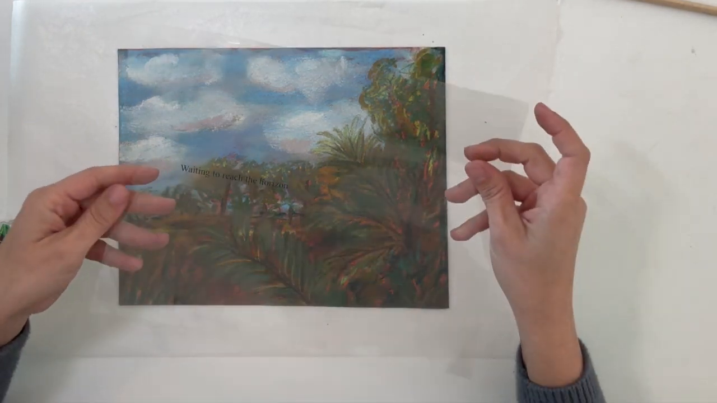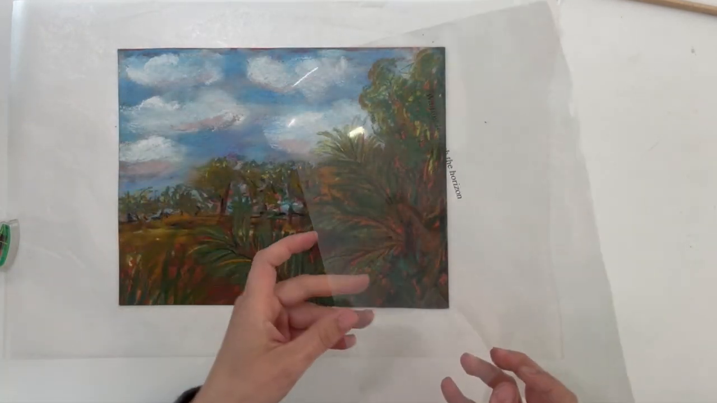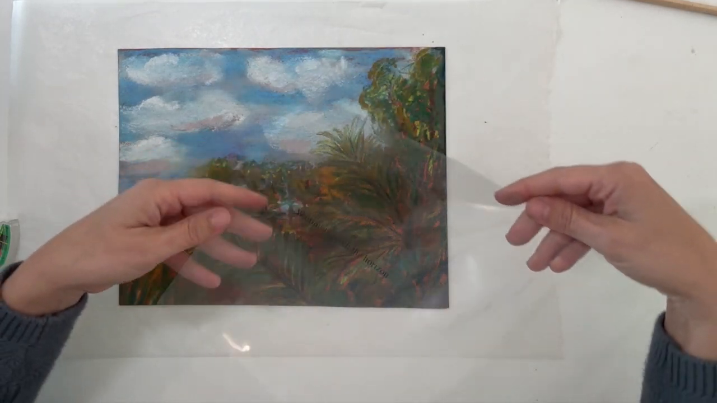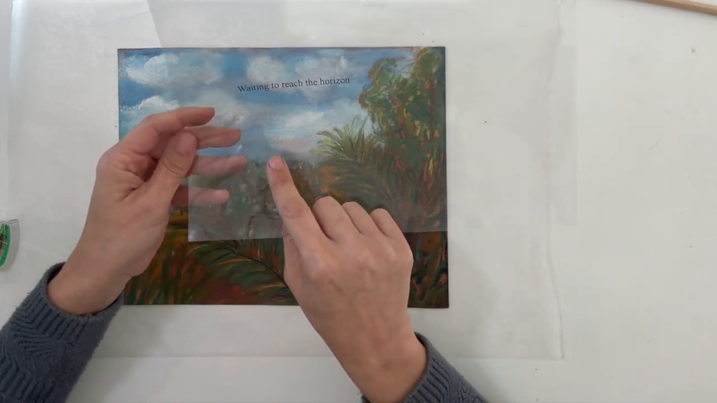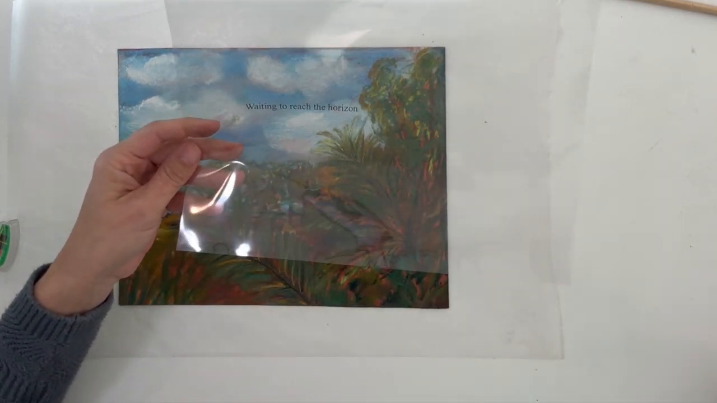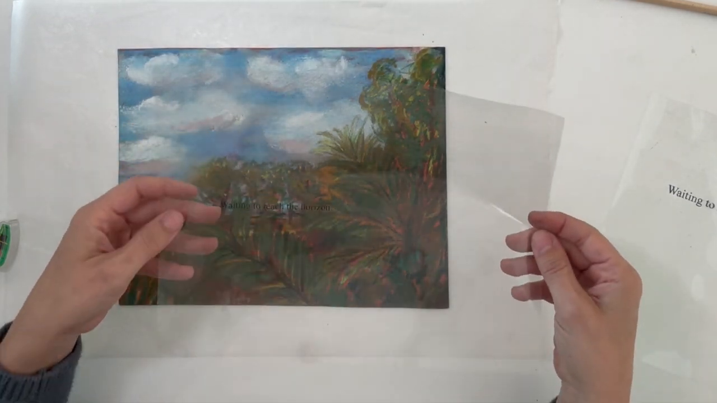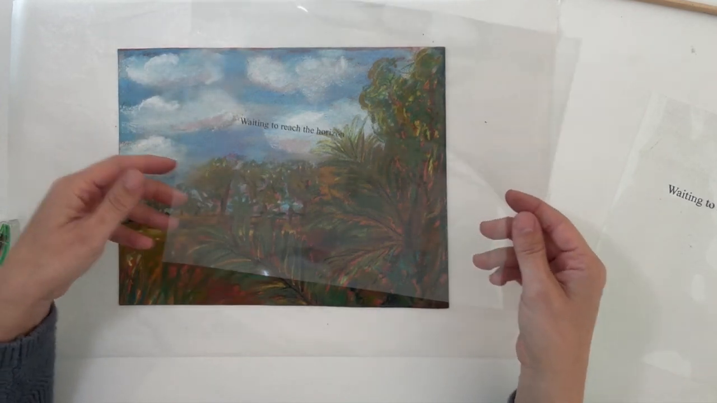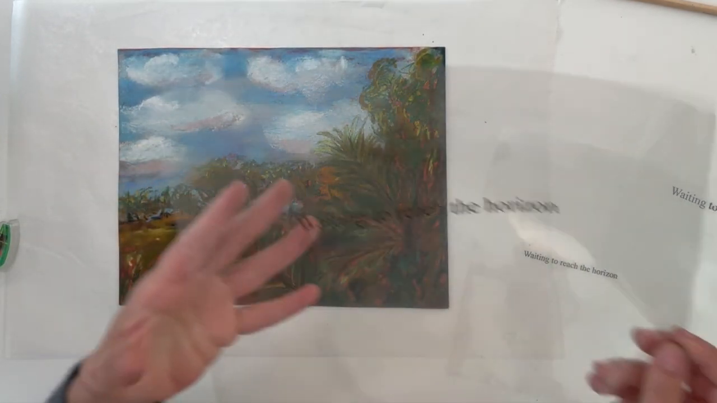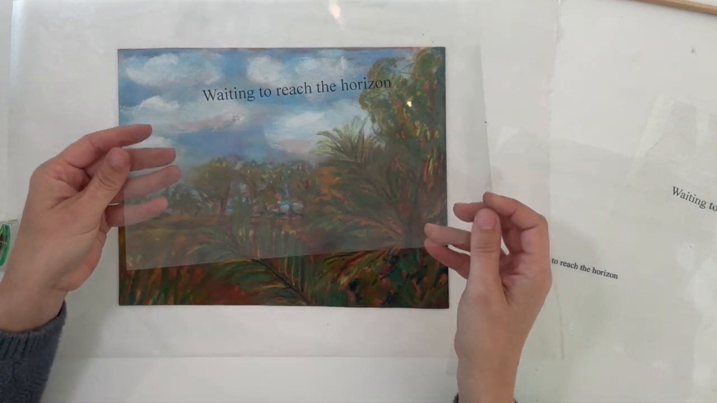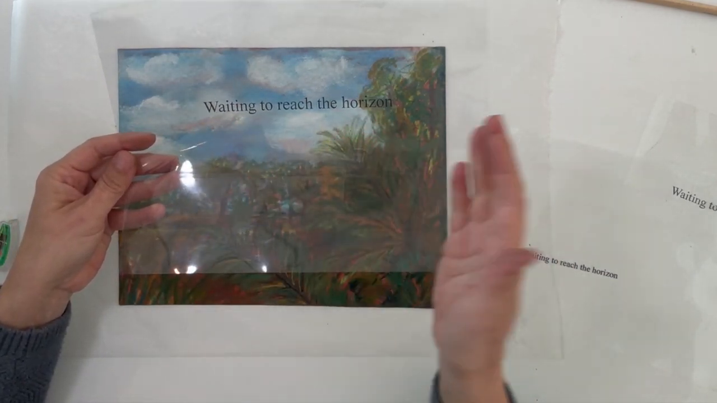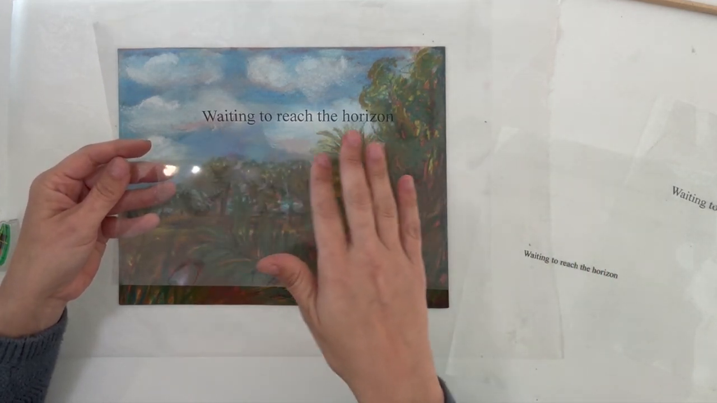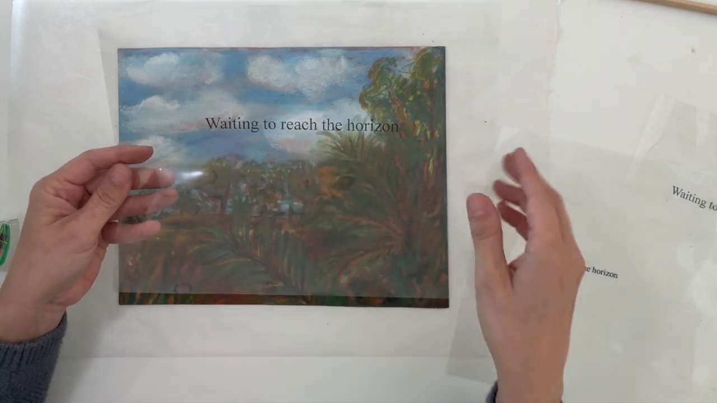So here I have some clear transparency sheets that are able to go into the printer. And I printed some text inspired by Amanda Bradley, and one of her images has the phrase "waiting to reach the horizon" on it. So I put these sheets through the printer and you can see the text right here. And if you have a color printer at home, you can play around with different colors, maybe perhaps print in blue or in a gray, even in white.